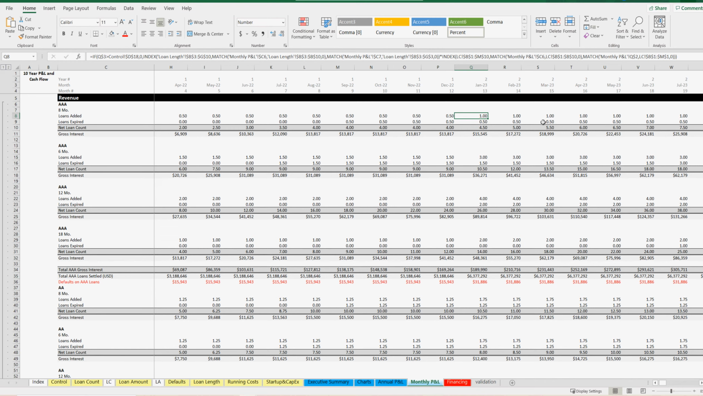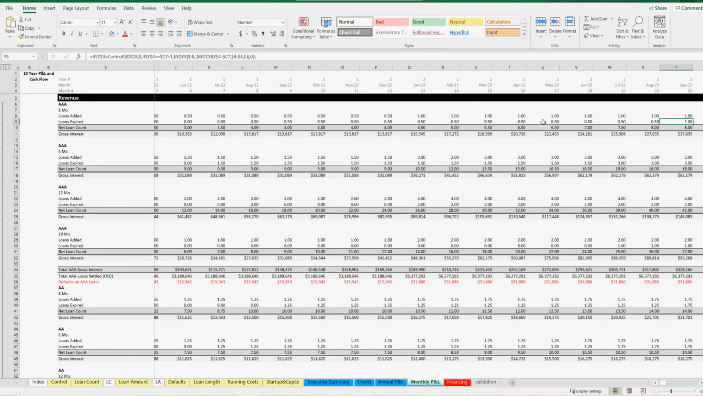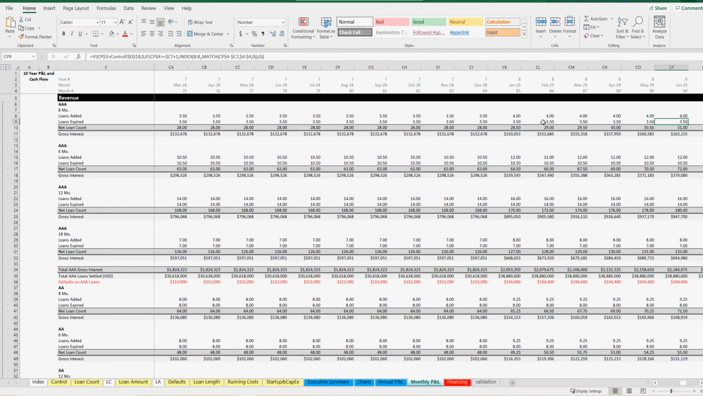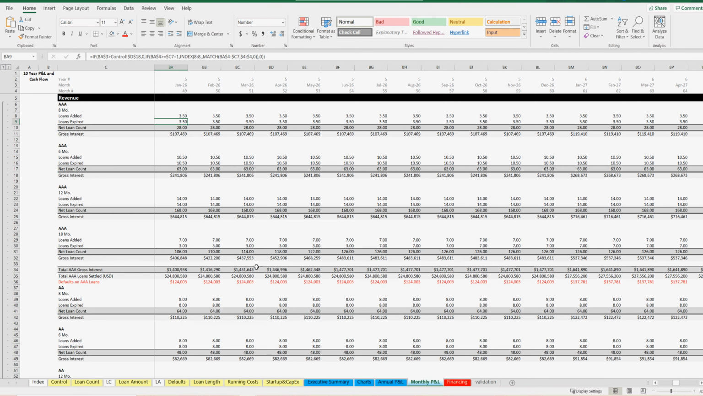Now it's an 8 month term, so it should be 1, 2, 3, 4, 5, 6, 7, 8. And then there you go. You can see in month 21 we've now got, instead of 0.5 expiring, 1 expiring. And that goes all the way through for 10 years based on how many loans are added, based on this schedule in the loan counts each year, the monthly amount added. So anyway, it's not a huge update, but it is valuable.